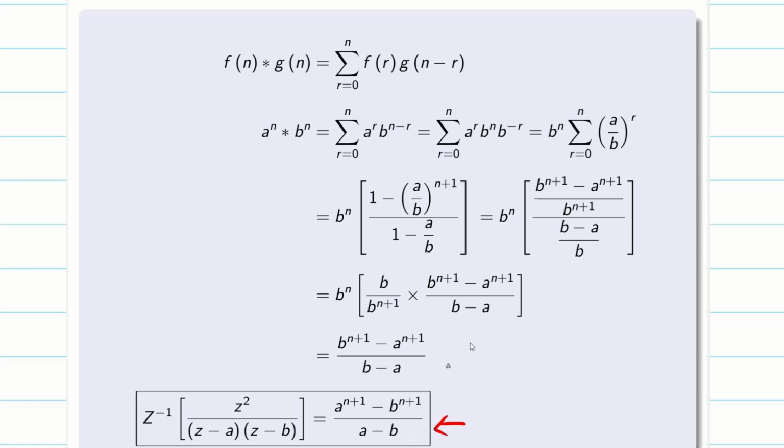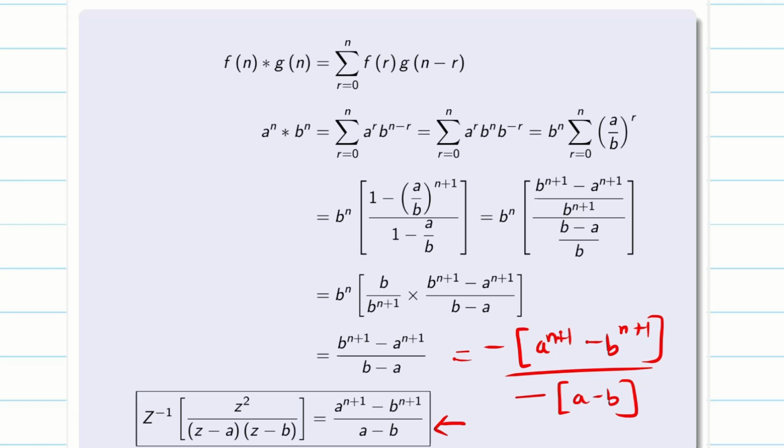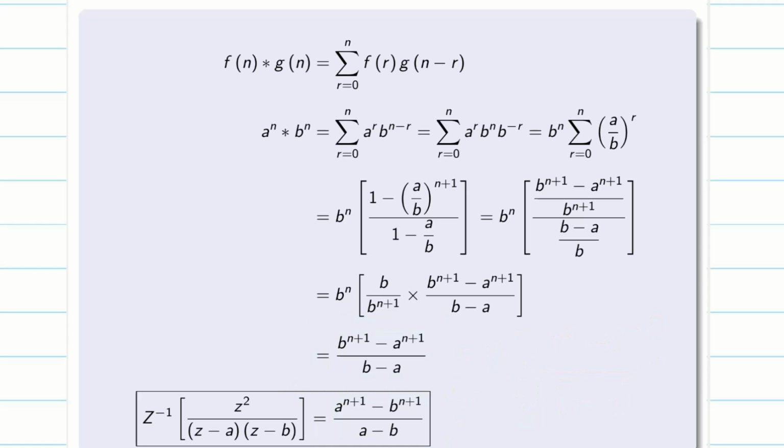How can we achieve this? If you take minus outside, it will become a power n plus 1 minus b power n plus 1 divided by a minus b. Now this minus minus gets cancelled, and we will be getting the result. Both are same. Either you write b first or you write a first, the answer is going to be the same.